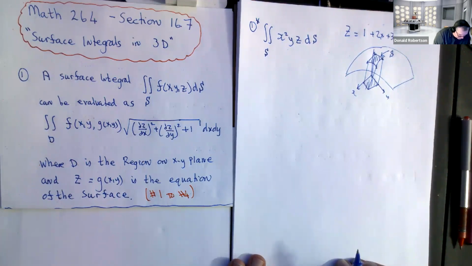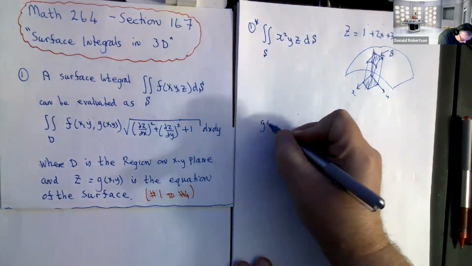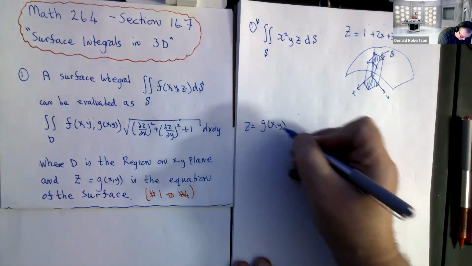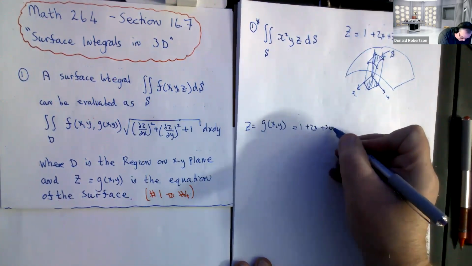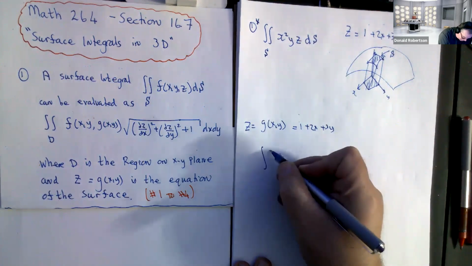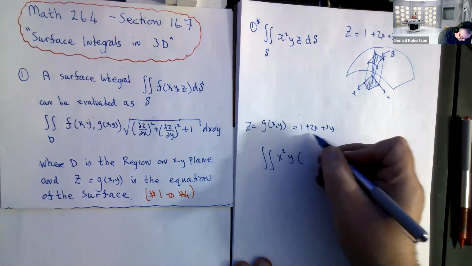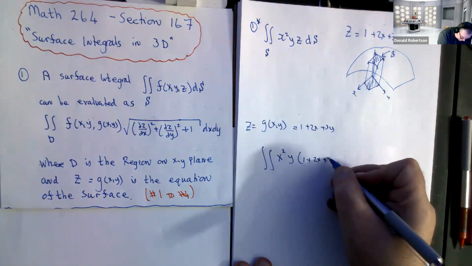So we need a few bits and pieces. First thing I'm going to identify is that the function z is this guy. So that's who g of x, y is. So that means that my double integral is now going to be x squared y times this guy, 1 plus 2x plus 3y.